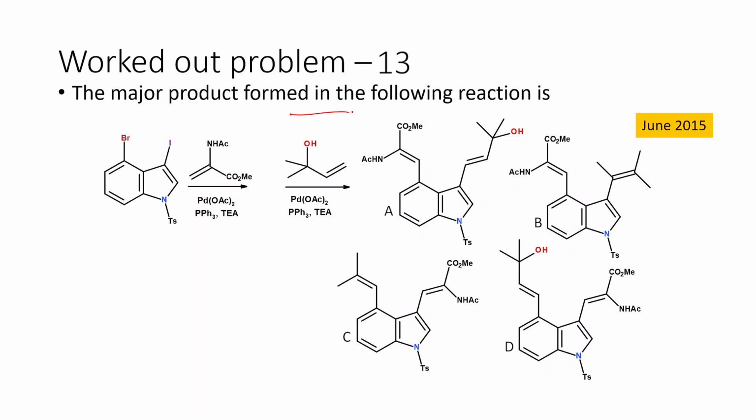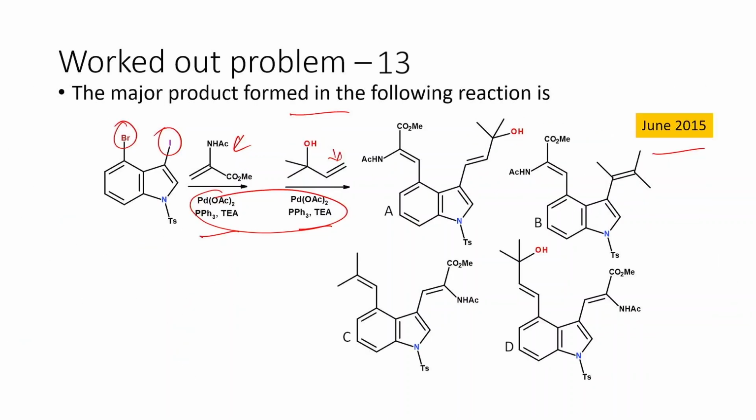So here, the major product formed in the following reaction is... we have 2 palladium catalyzed reagents that are used in this one. This question was asked in June 2015. We have a bromo, we have the iodo in the starting material. So this is nothing but the indole derivative having 2 different substituents. If you look at the catalyst, it is the same: palladium acetate in the presence of triphenyl phosphine and triethylamine. That same palladium 0 catalyst will be formed in both cases, and in one case we have the alkene, and in another case also we have the alkene.